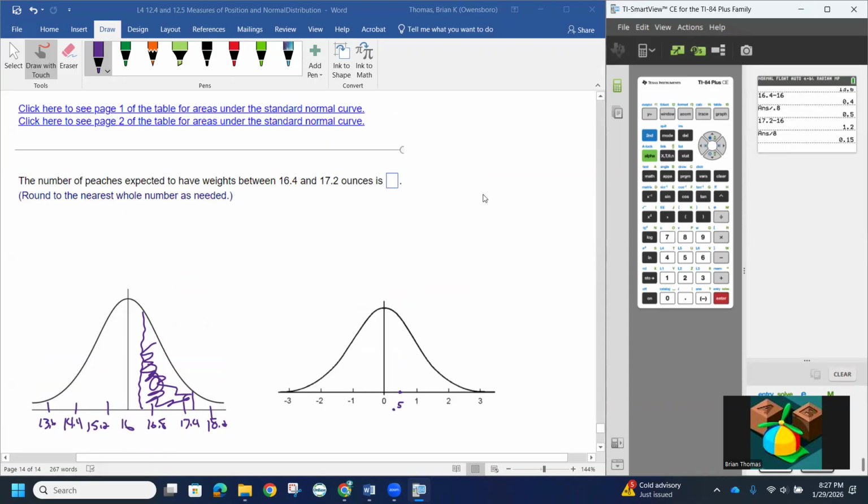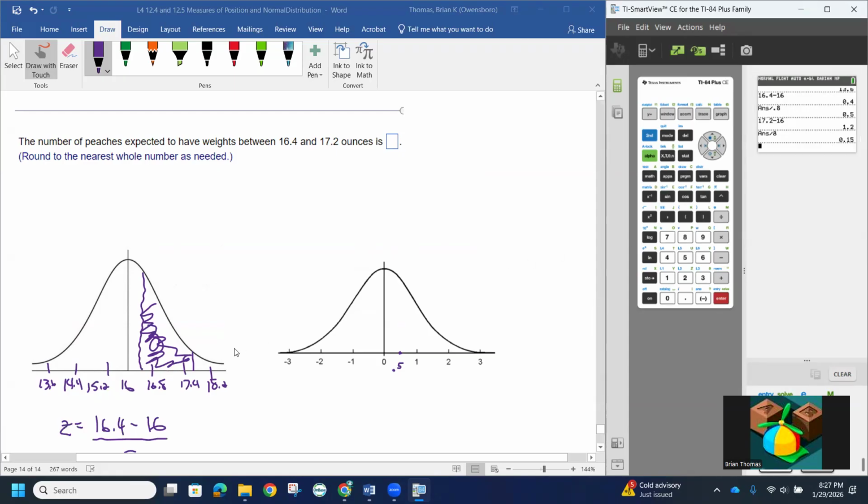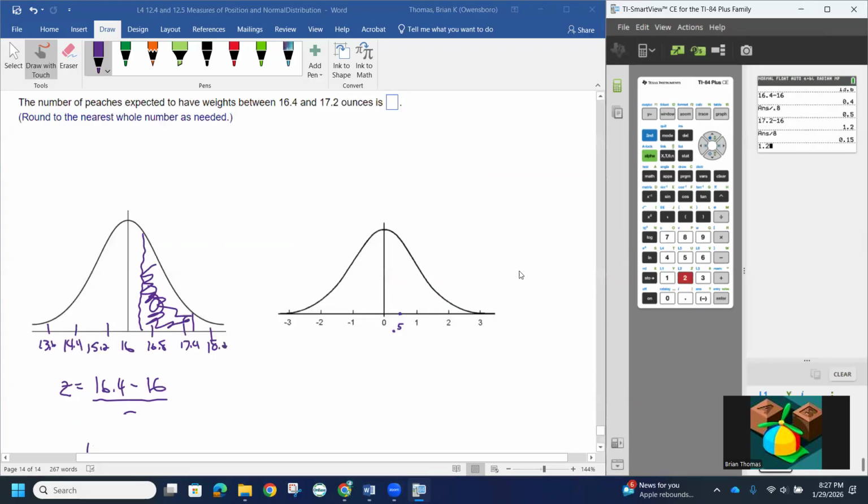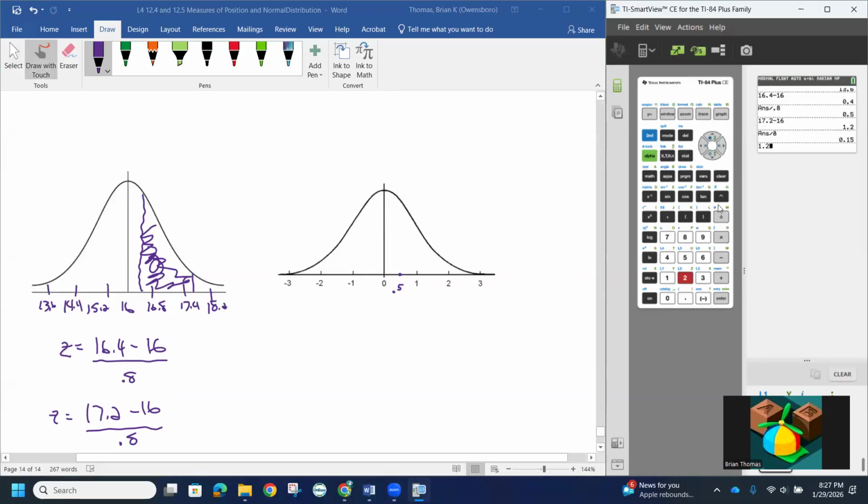So 17.2, I didn't type in 0.8 there, did I? Because I should be over 1. So try it again. 17.2 minus 16 was 1.2. Divide that by 0.8. That looks better because that was dividing by 8. So 1.5 sounds better because we're kind of halfway between 16.8 and, oh yeah, it looks like I got that 17.2 in the wrong spot.